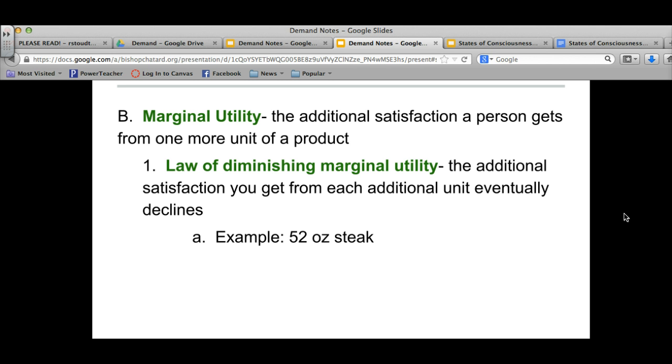Now, we also have what we call the law of diminishing marginal utility. This is the idea that the additional satisfaction you get from each additional unit will eventually decline. It usually will increase for a little while, and then it'll drop off and decrease. I have my example up there, so it's kind of already foretelling you of my story. The story that I always tell when I talk about the law of diminishing marginal utility is about my brother.